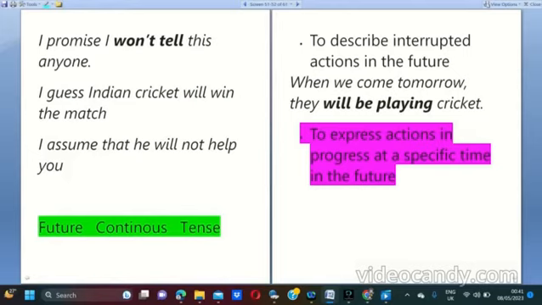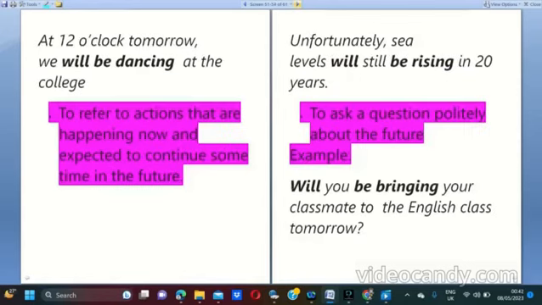Next, future continuous tense. To describe interrupted actions in the future: when we come tomorrow, they will be playing cricket. It is an interrupted action. Next, to express actions in progress at a specific time in the future. Sometimes we use future continuous tense to talk about specific actions at a specific time. Example: at 12 o'clock tomorrow, we will be dancing at college. It is a specific time and a specific action.